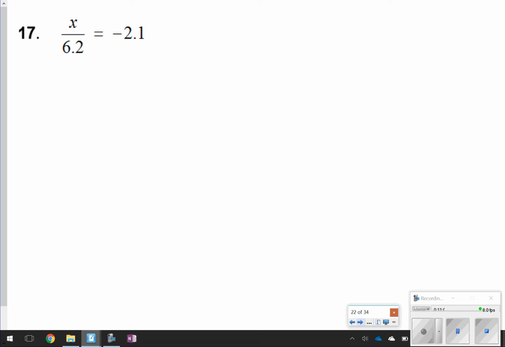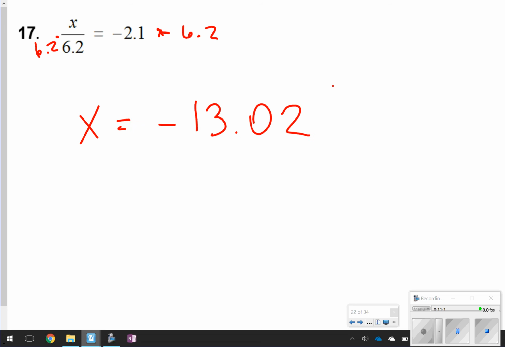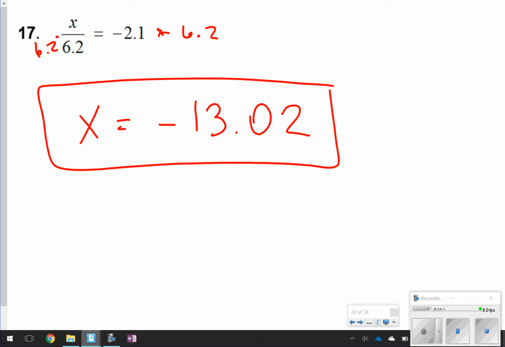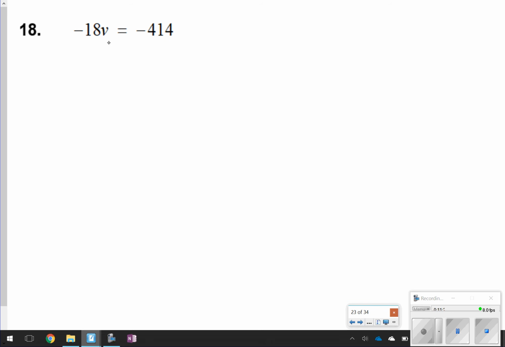Number 17, you see division, so you're going to use multiplication. So multiply by 6.2 on both sides. For number 17, x will be equal to -13.02. Number 18, you're dividing by -18. These two -18s cross out to just get the letter V, and then -414 divided by -18 is equal to +23.